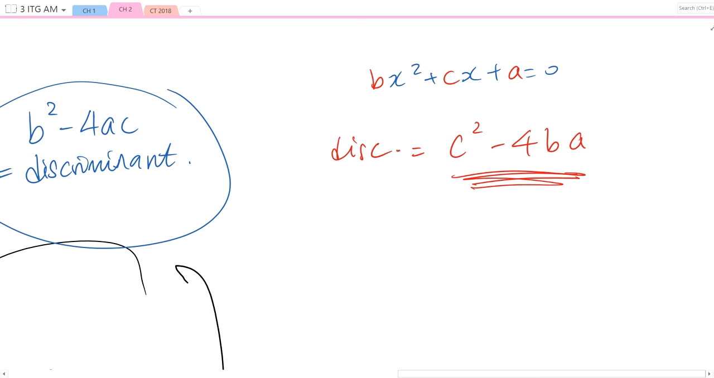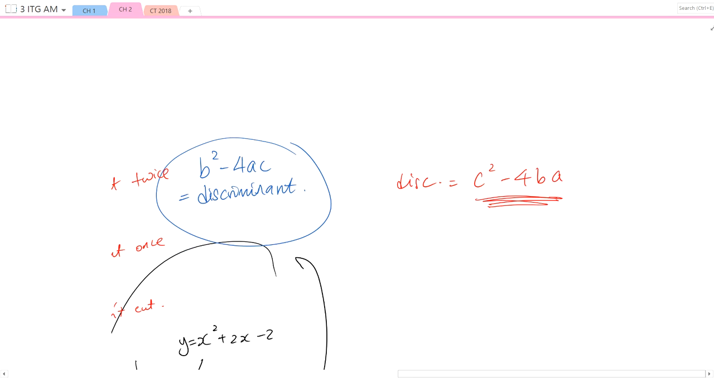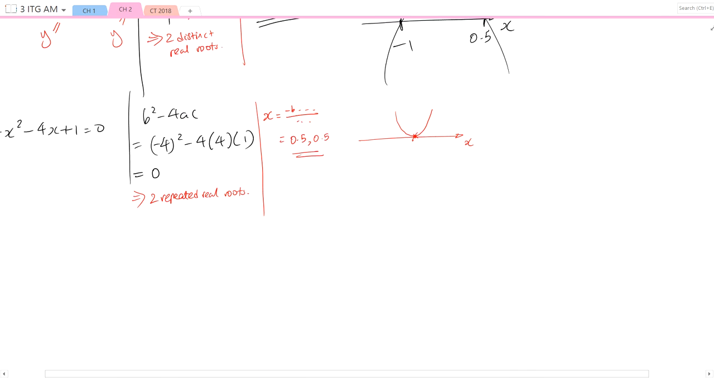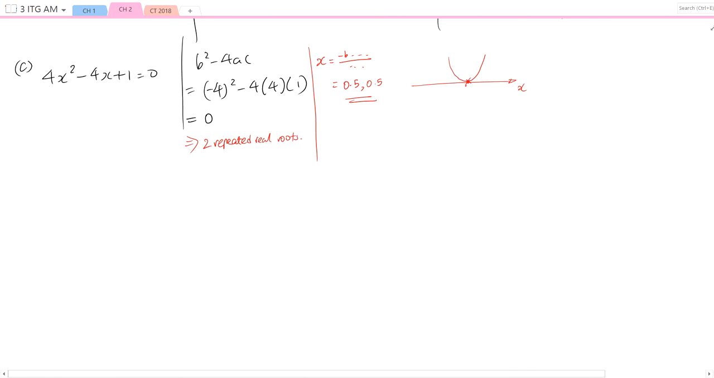Understand? Okay, moving on. So we don't need to write the equation, right? We write DISC. No need. Just write the discriminant will do. I think I've got one more case that I haven't gone through. So let me just do that first. Let's take a look at part F.